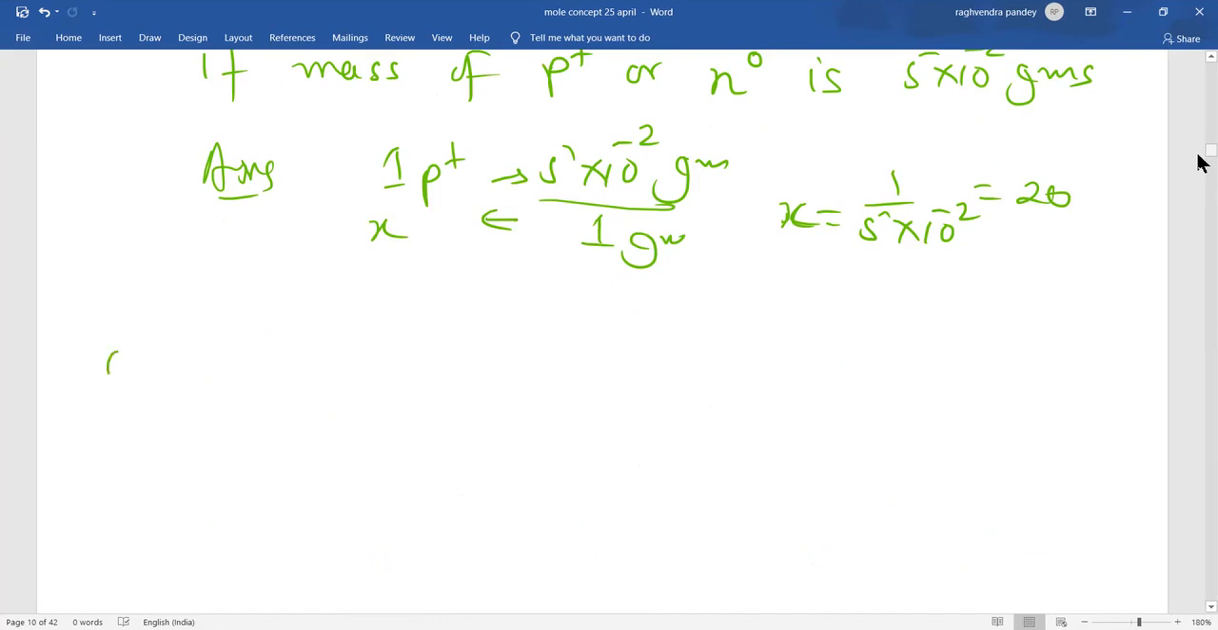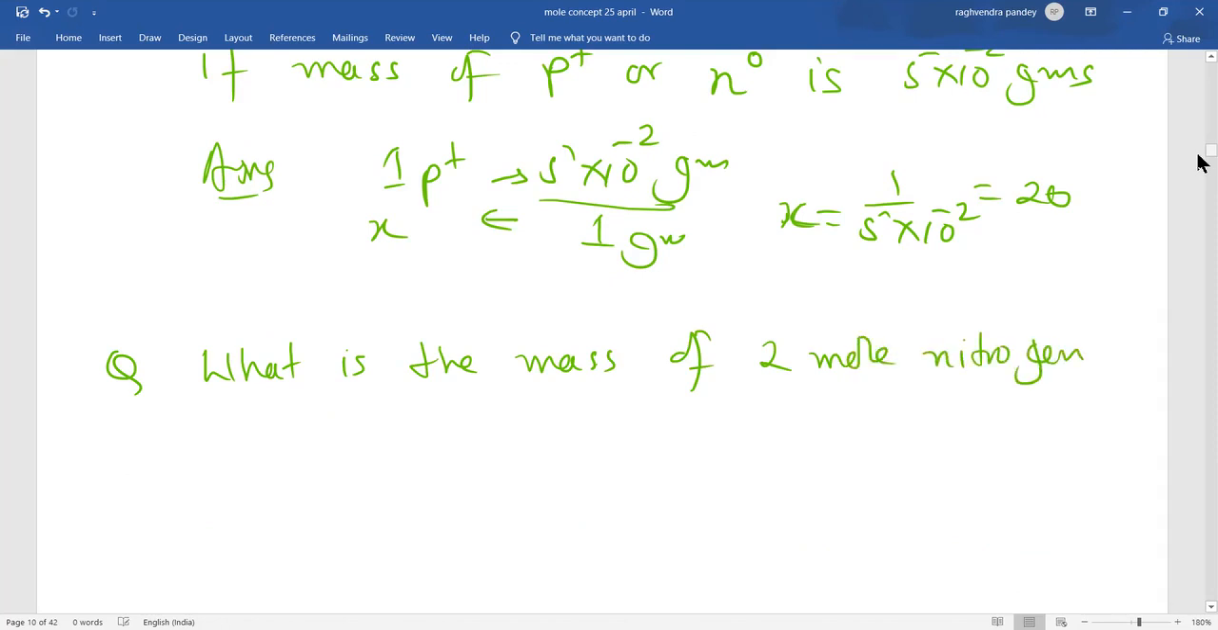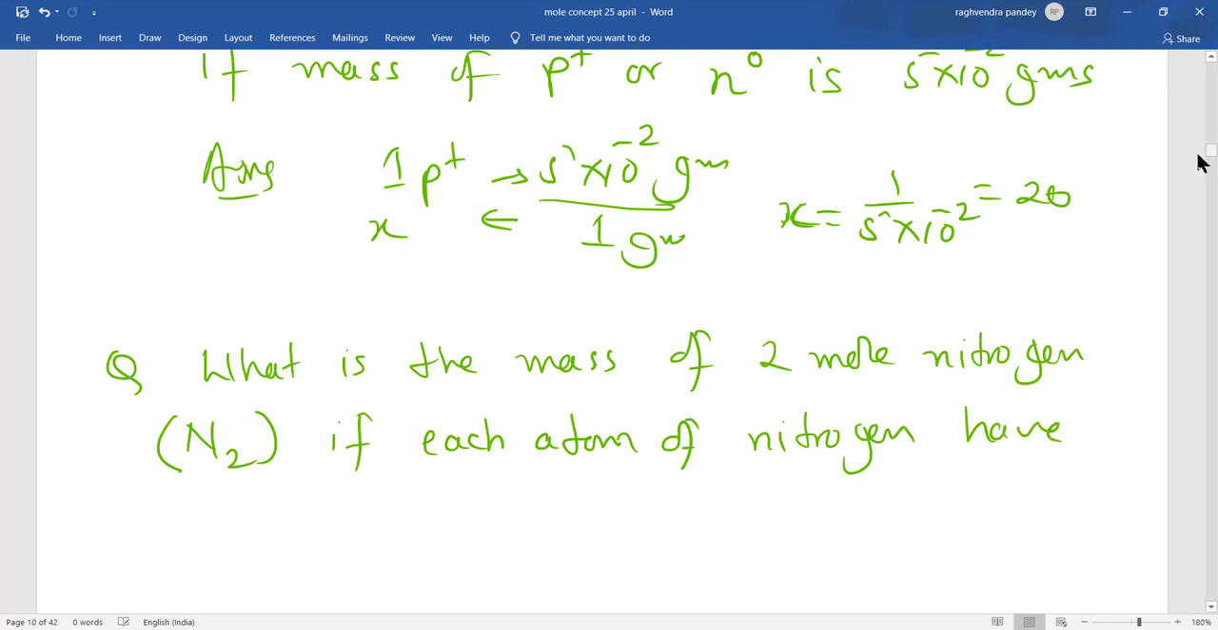Okay, now another question. What is the mass of 2 mole nitrogen, that is N2, if each atom of nitrogen has 7 protons plus 7 neutrons? That is the question.